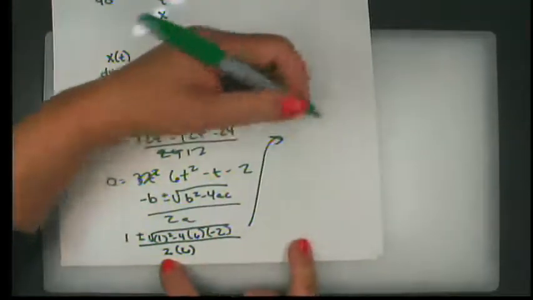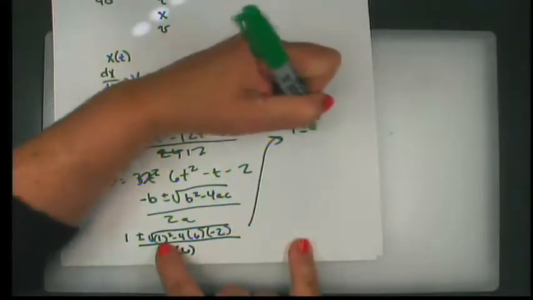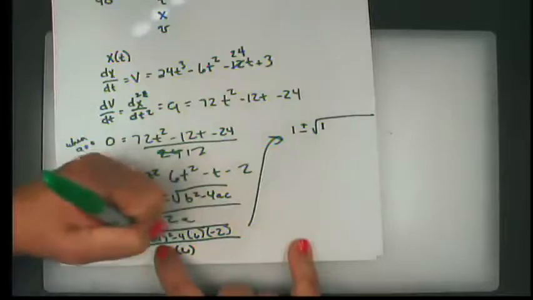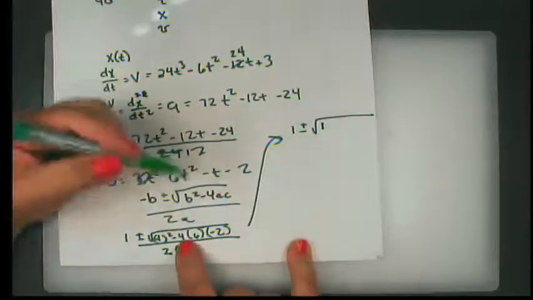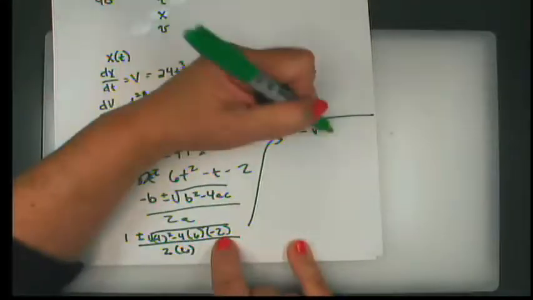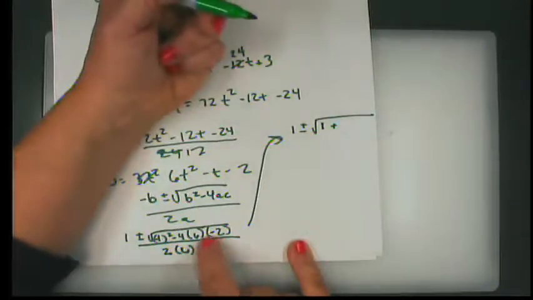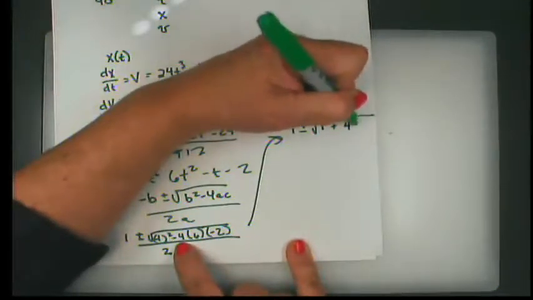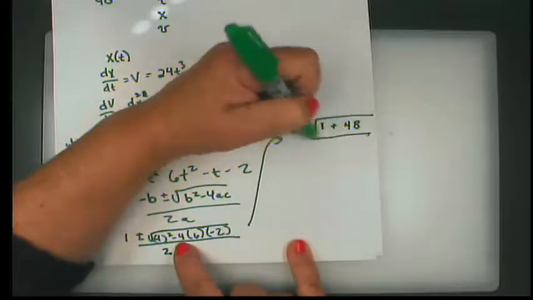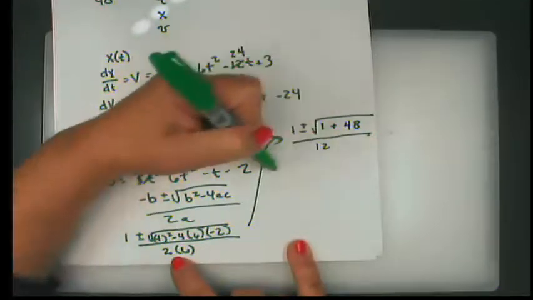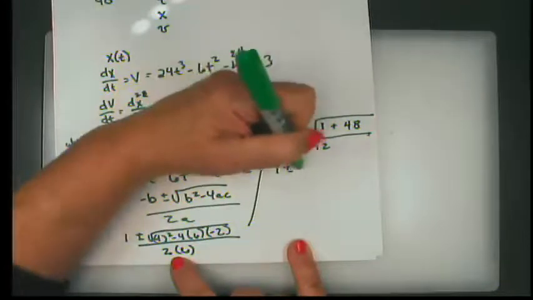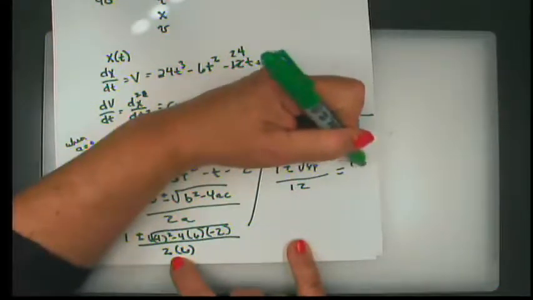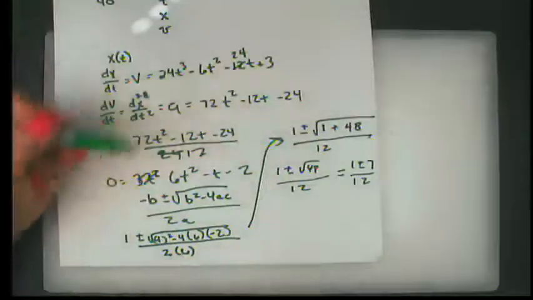So my two roots to this equation then would be 1 plus or minus the square root. 1 squared is just 1. And it's negative 1, but negative 1 times negative 1 is still 1. Then I have a negative times a negative, so this is plus. 6 times 2 is 12. Times 4 is 48 over 12. 1 plus or minus the square root of 49, which is 7. So 1 plus or minus 7 over 12.